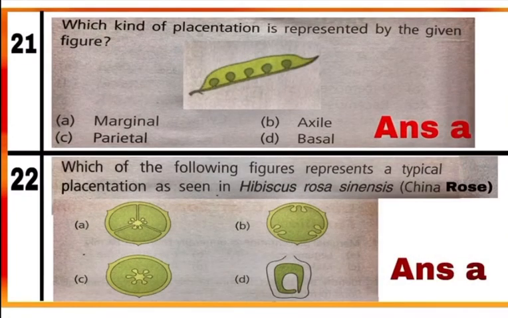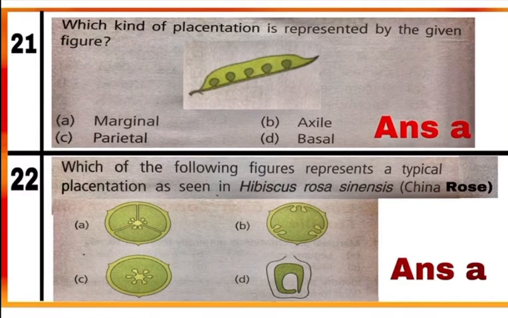Question 21. Which kind of placentation is represented by the given figure? Option A. The given figure is showing marginal placentation found in pea. Here, placenta forms a ridge along the ventral suture of the ovary and the ovules are borne on this ridge, forming 2 rows.